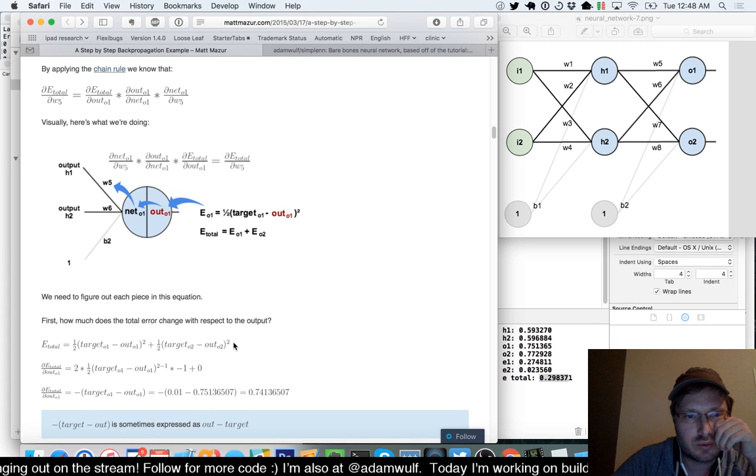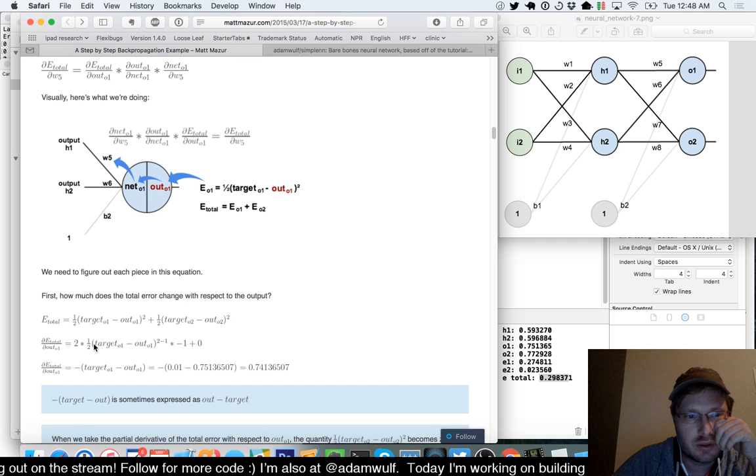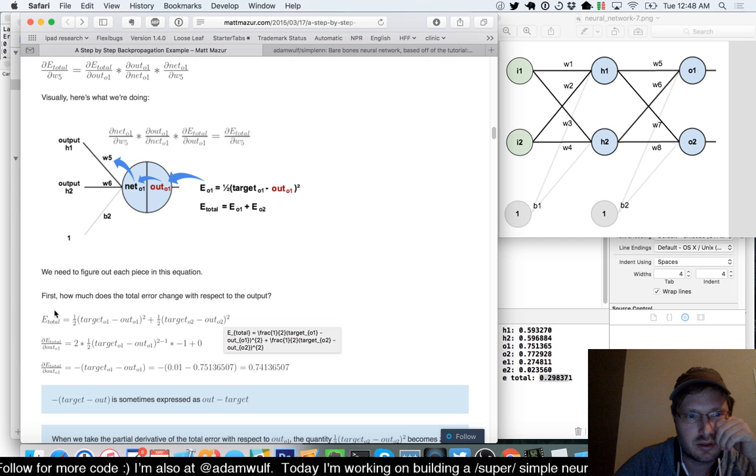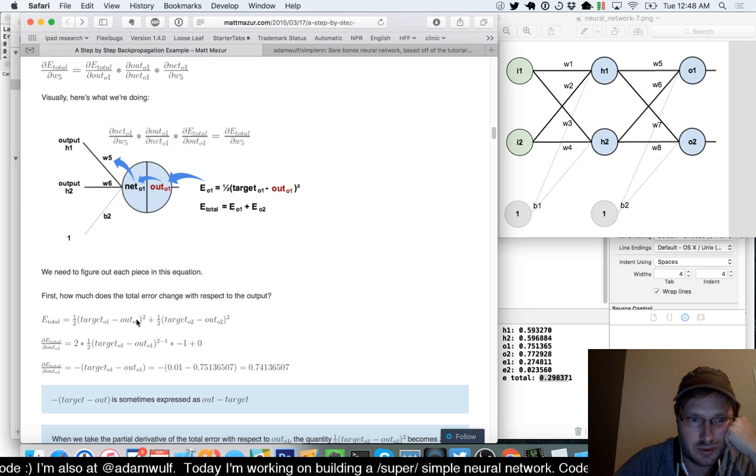So E total we have. So E total of E out, right? So he takes the derivative of this with regards to this variable. Fair enough. Yep. So that drops the 2 down. Which, yep, 2 minus 1. I get it. That drops the 2 down.